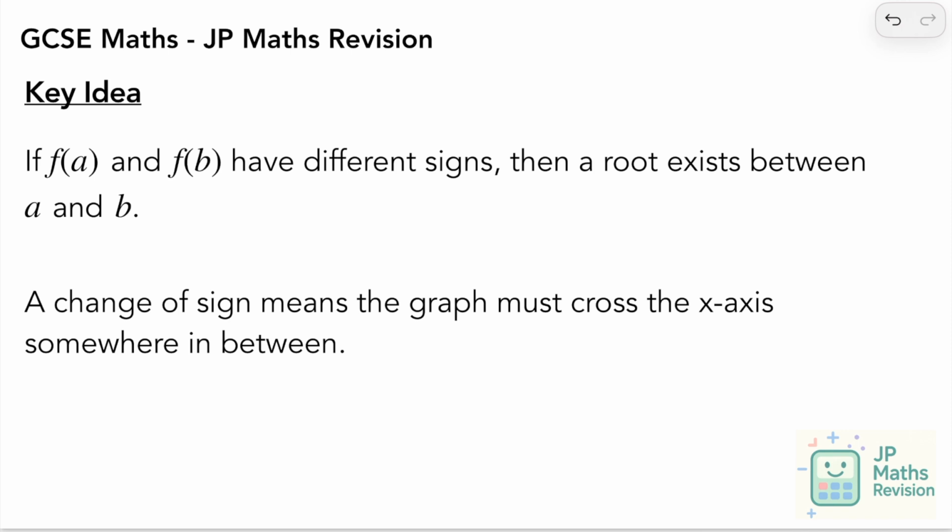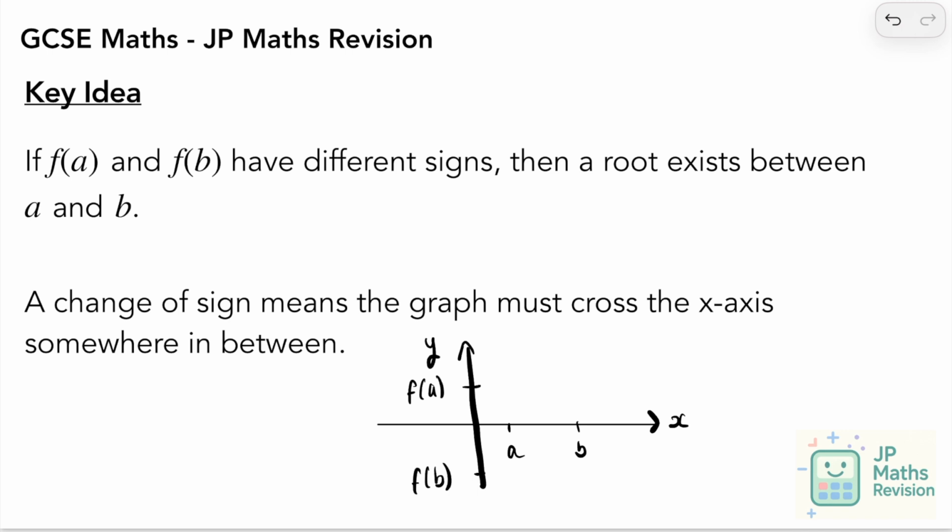So it's important to note what exactly a root is. A root of an equation is where it cuts the x-axis. If we imagine it on a graph, we have x and we have y. The two values a and b have corresponding y values of f of a and f of b. If we plot these two points, I've plotted f of a to be greater than 0 and f of b to be less than 0. In order to get from f of a to f of b, we must have passed the x-axis at some point. This point here is called the root, and there must be a root between a and b if there is a change of sign between f of a and f of b.